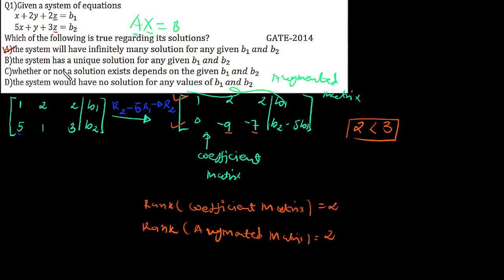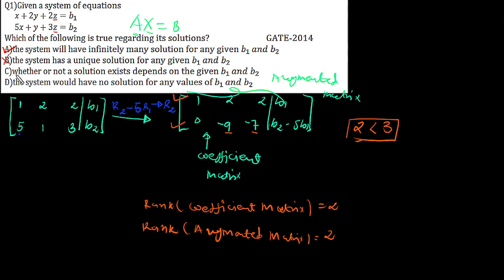Option B says the system has a unique solution for any given b1 and b2. Now here it is not the case, because whenever the system has a unique solution, the rank of the coefficient matrix and augmented matrix are exactly equal to the number of unknowns. But here the rank is one less, so the matrix is rank deficient. So again option B is not the correct one.